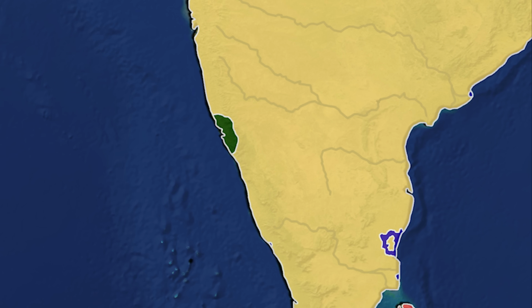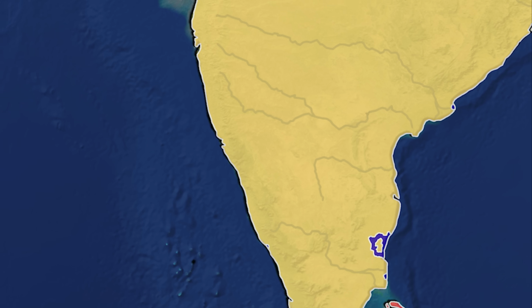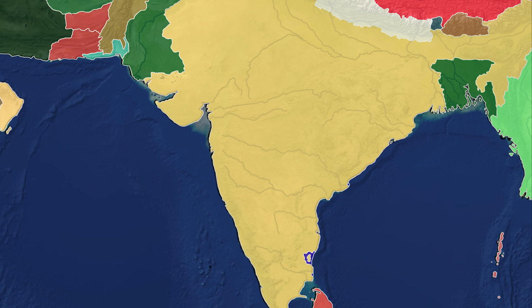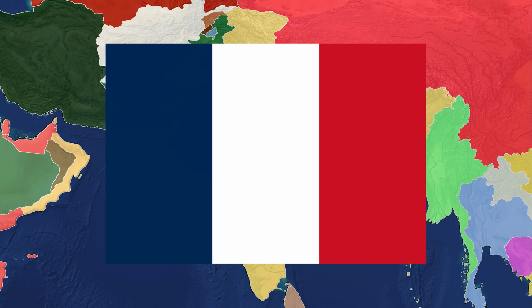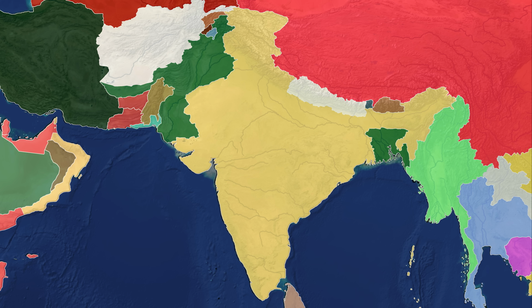Also, let me get this quickly out of the way. India would successfully invade Portuguese Goa, Daman and Diu, much like how they did historically, with the French returning their port cities in India. No major war with NATO would be started over this.